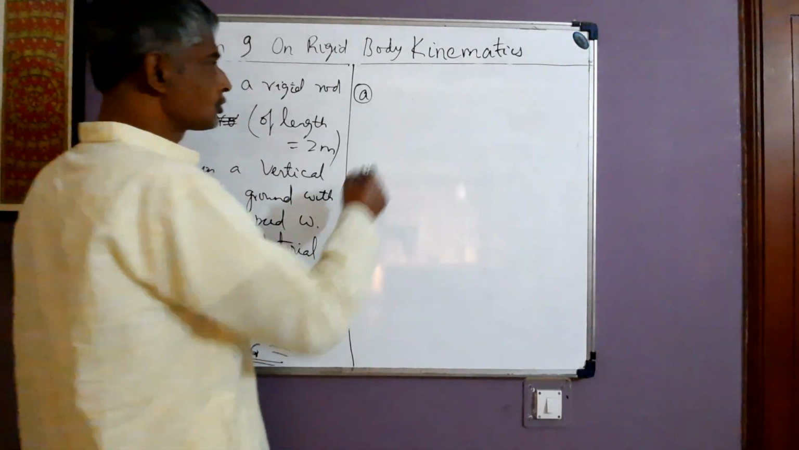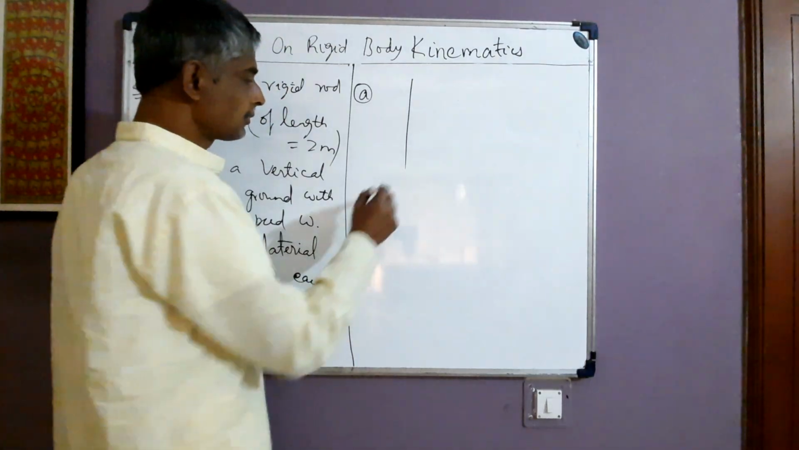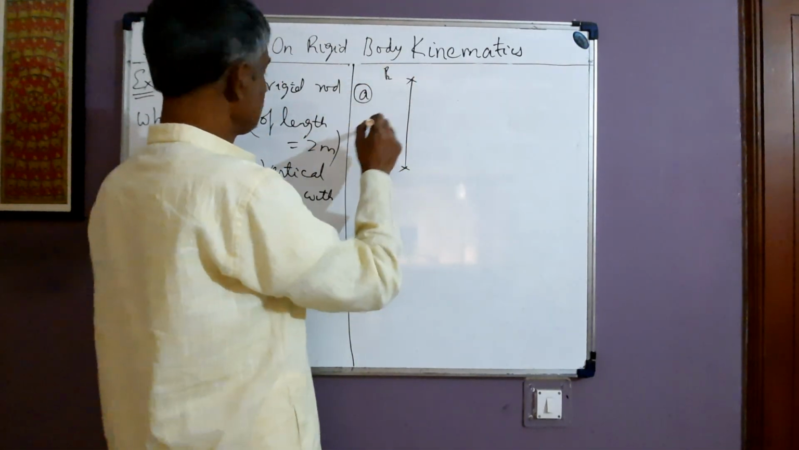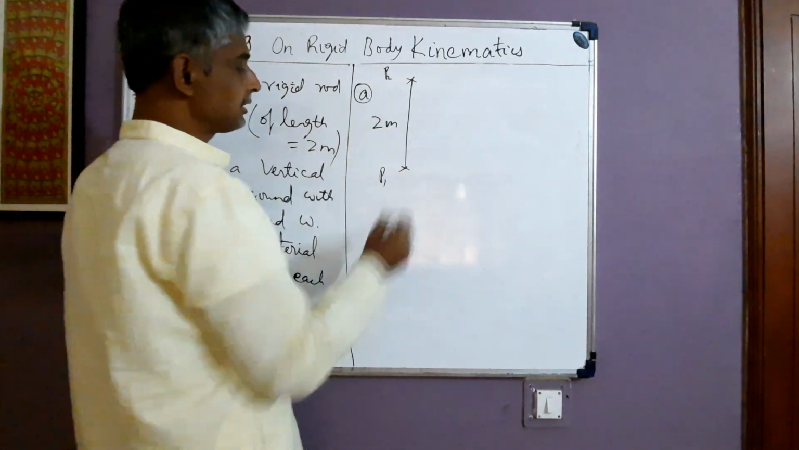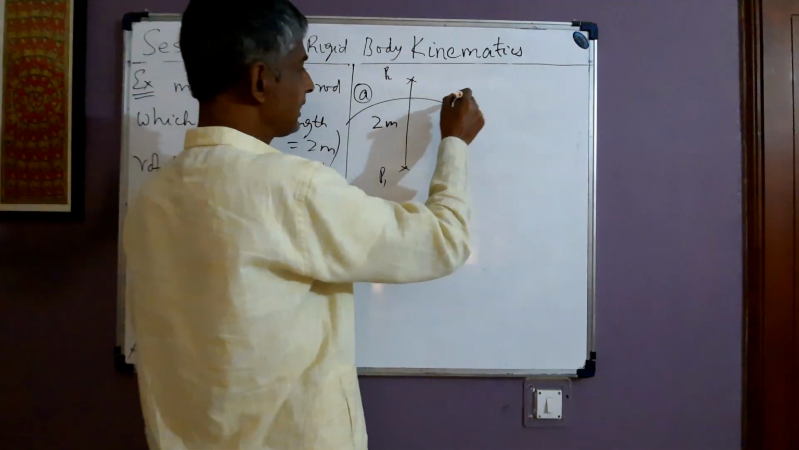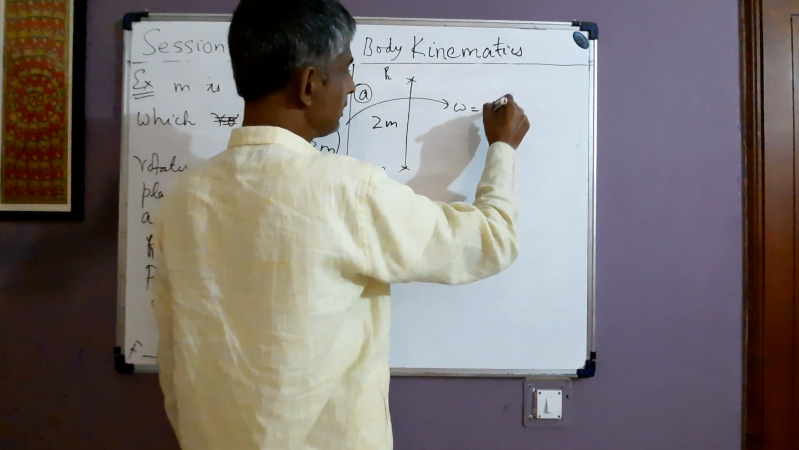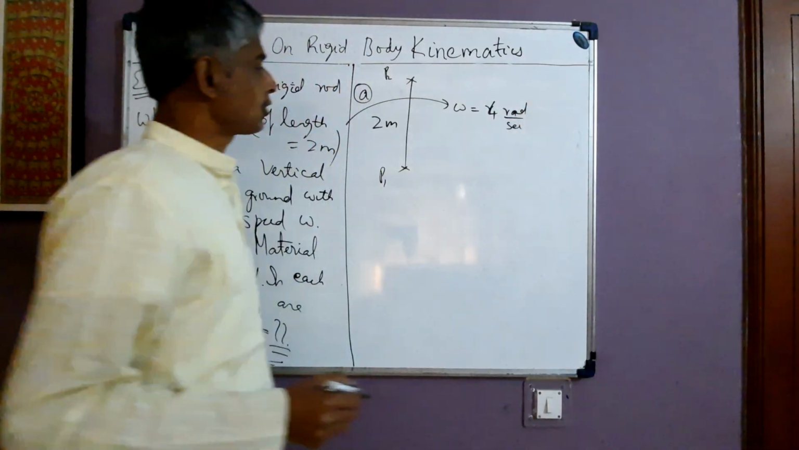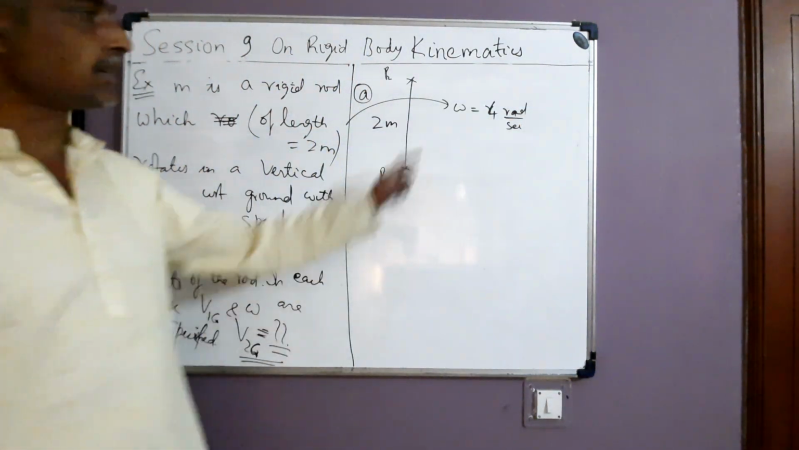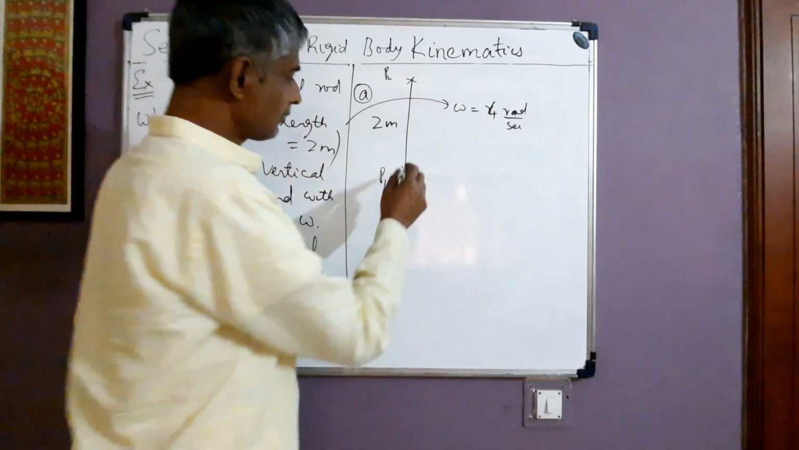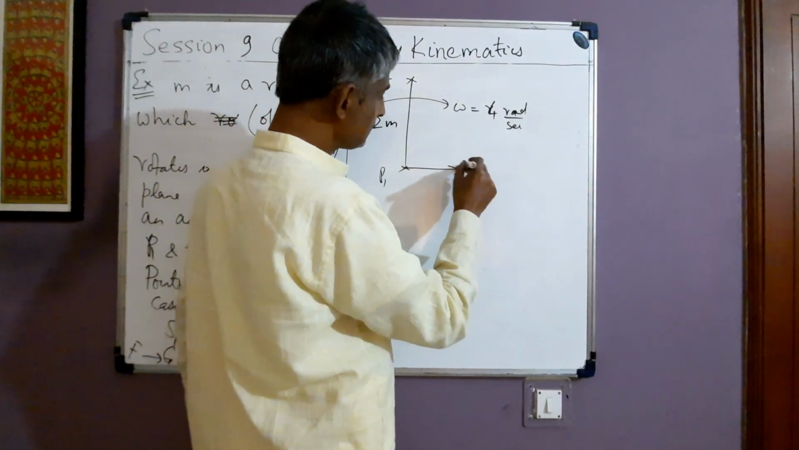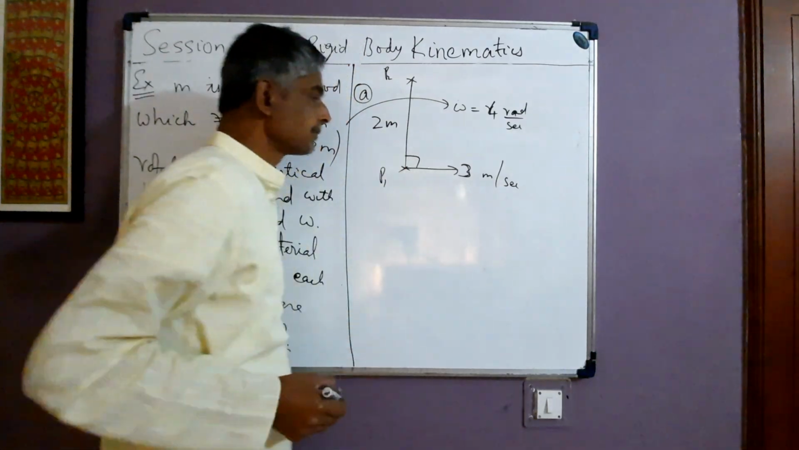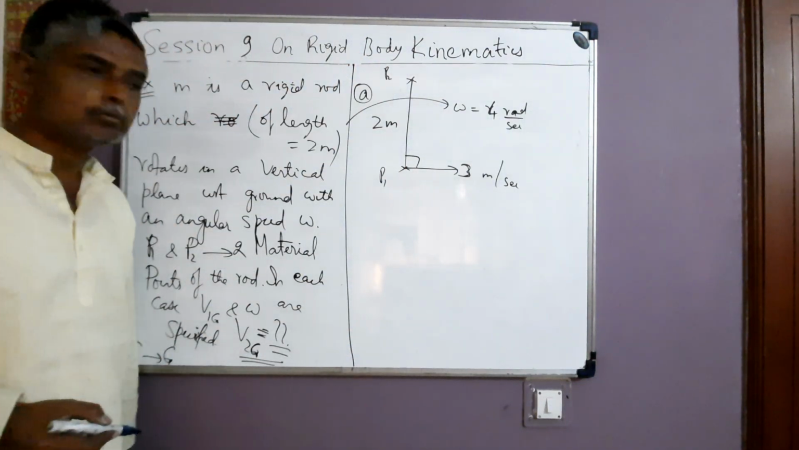So see part A of the question. This is point P1, this is point P2. Length of the rod is given to be 2 meter. Sense of omega is clockwise, say 4 radian per second. Omega of rod with respect to ground is 4 radian per second in clockwise sense. Velocity of P1 with respect to ground is 3 meter per second, like this. Now we have to find the velocity of P2.